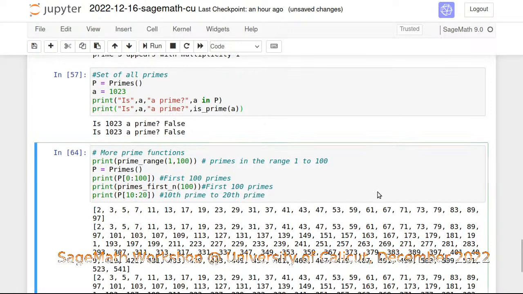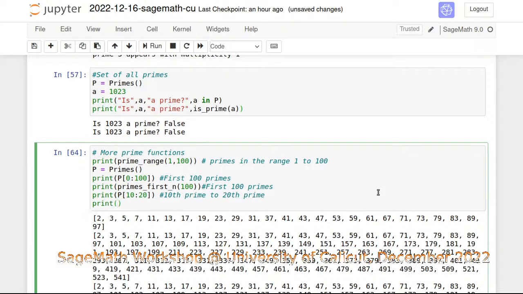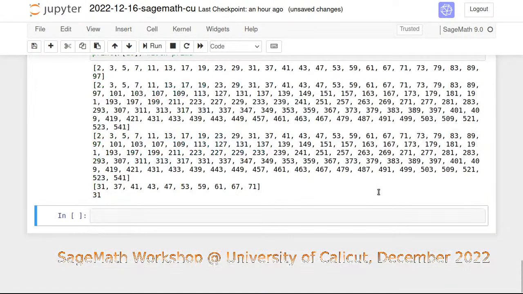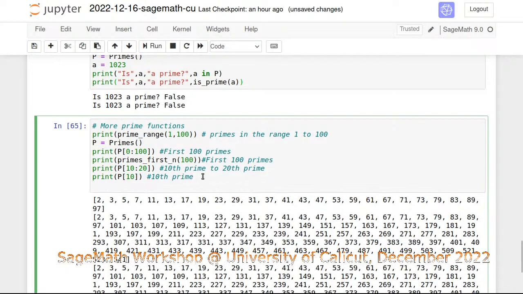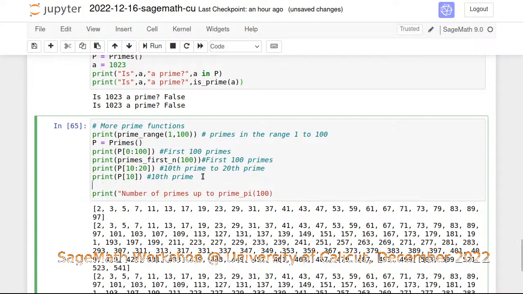So if you specifically want the nth prime, for example P10, it's the 10th prime, that's 31. So you can even do this. Now if you want the number of primes up to 100, that's known as prime pi. Number of primes up to n.